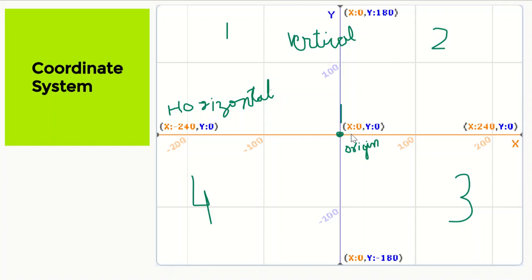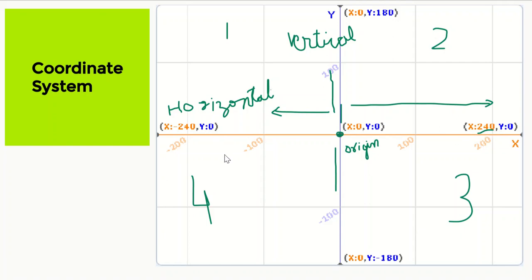This center always has the value 0, 0. For x it has the value 0, and for y again the value 0. It means that if I move in this direction, the values will increase, and if we move back toward 0, the value will decrease. Similarly, for y, if we move up, the values will increase, and if we go down, the values will decrease. Increasing means the value will be positive.